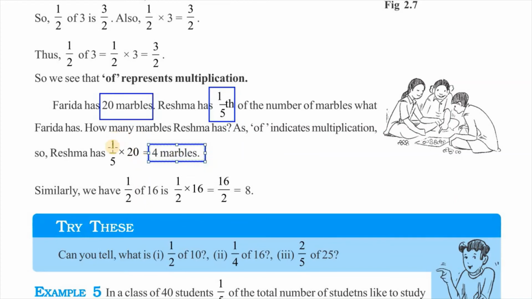So how we get 4 is 1 into 20 is equal to 20. Just copy down the denominator. So 20 by 5, which is 20 divided by 5, is equal to 4. Another example is half of 16. What is half of 16? You know very well that half of 16 is 8. How do we get that? Half into 16 is equal to 16 by 2, which is equal to 8.